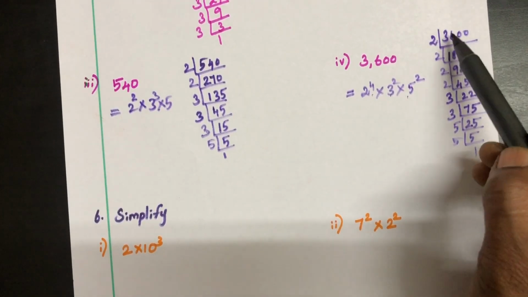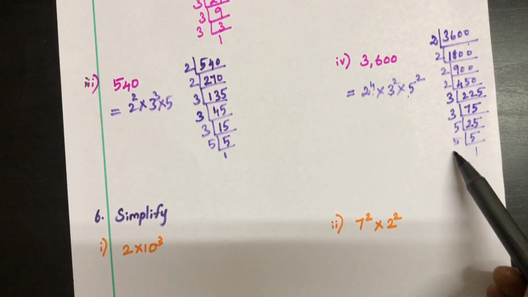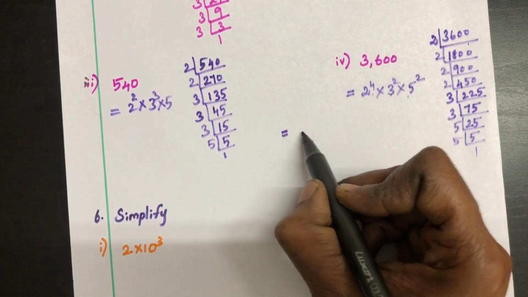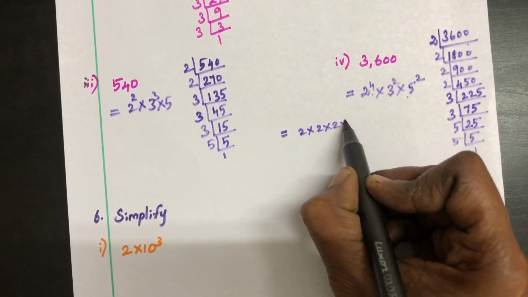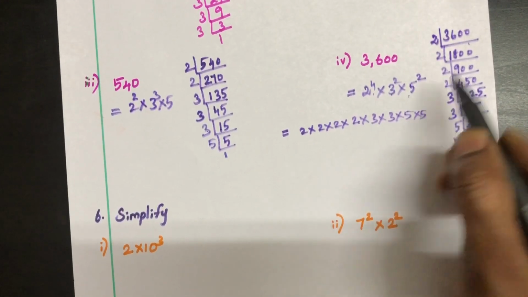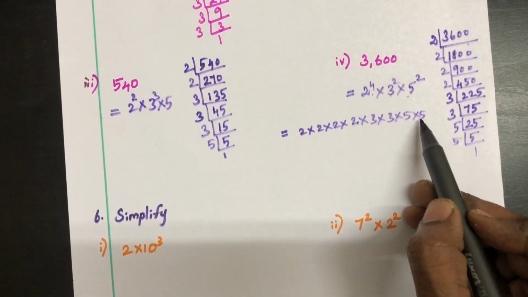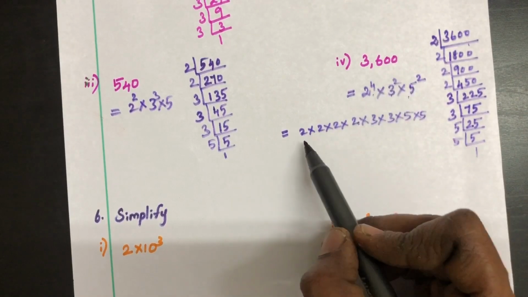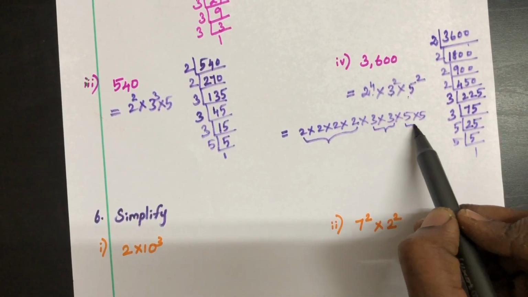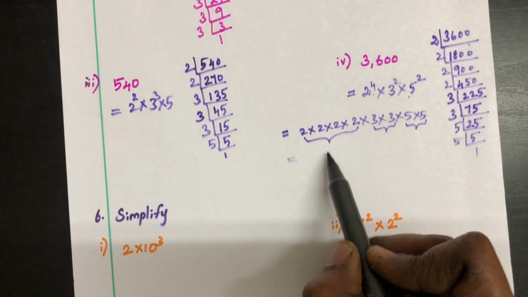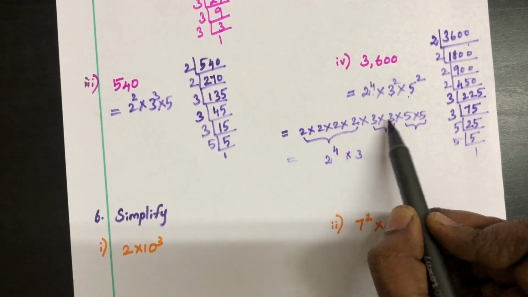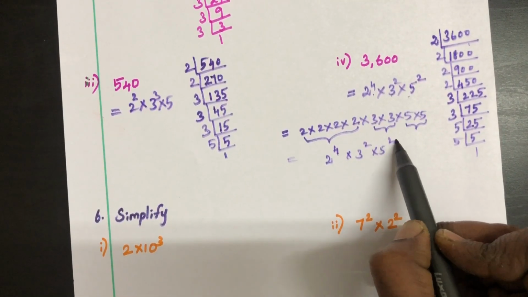That's all. See, this number can be written as the product of these prime factors, right? Otherwise, I can show you like this. 2 into 2 into 2 into 2 into 3 into 3 into 5 into 5. If you multiply all these numbers, you will get 3600. So instead of writing like this, we are giving these numbers in the exponential form, by the number of times it's repeating. How many times is 2 repeating? 4 times. So 2 power 4 into 3 power 2 into 5 power 2.